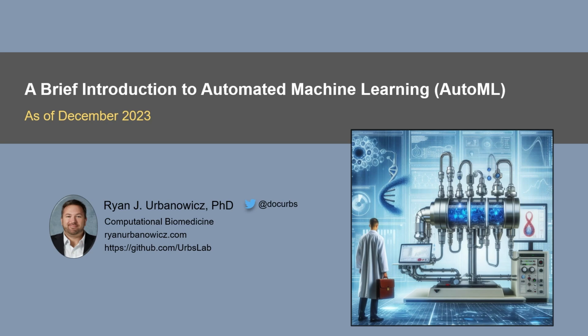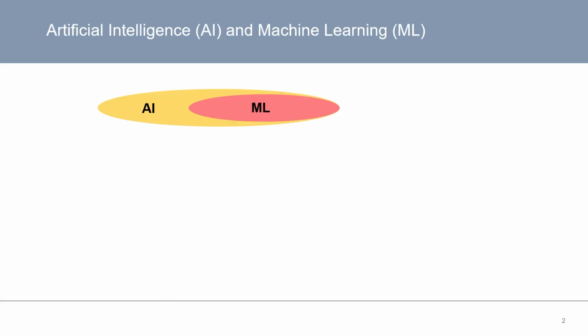Welcome. This video will present a brief introduction to automated machine learning, also known as AutoML. First off, it's useful to define and distinguish artificial intelligence from machine learning. Artificial intelligence has been defined simply as getting computers to do tasks that require human intelligence.